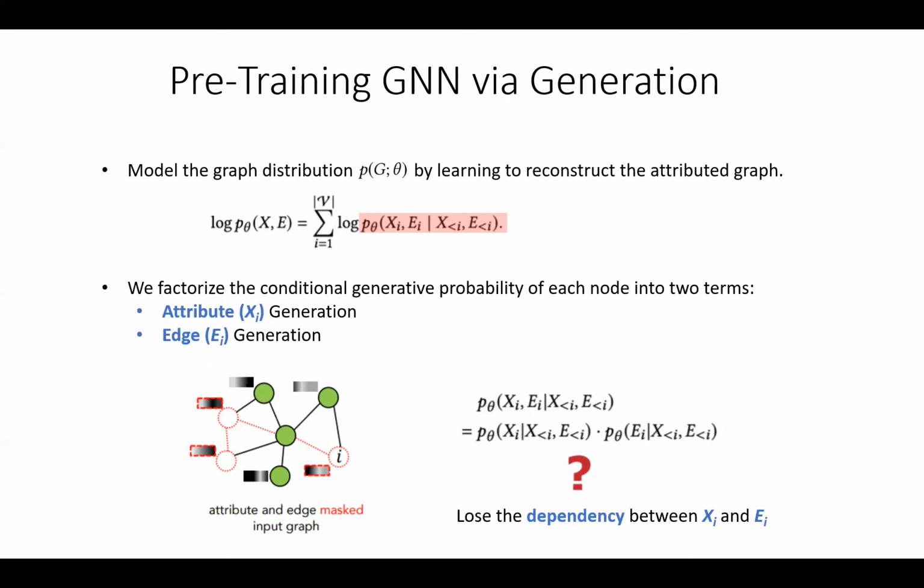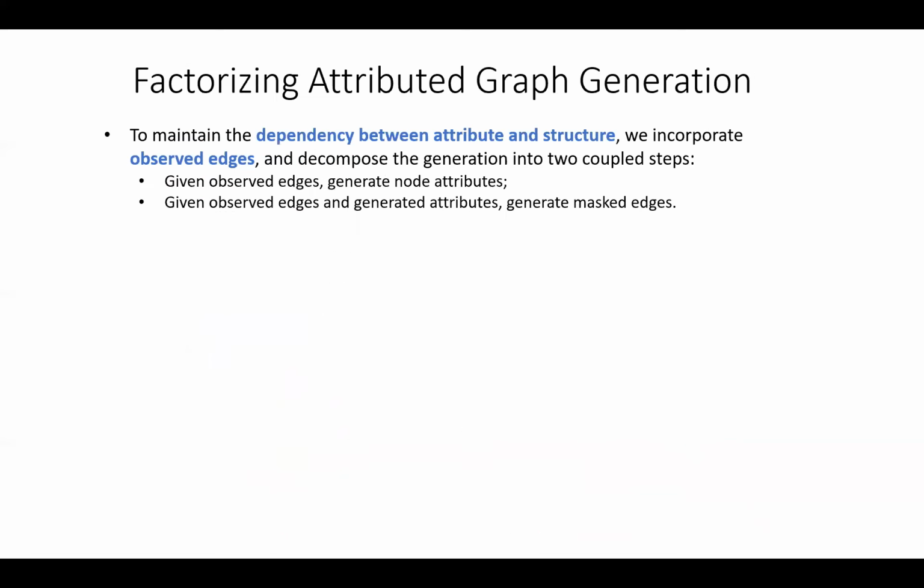However, a naive decomposition will neglect the dependency between each node's attribute and its own edges, which is very essential for the GNN model. Therefore, to maintain a dependency between attribute and structure, we incorporate a variable to represent observed edges and decompose the generation into two coupled steps. In the first step, we are given a set of observed edges and generate node attributes. In the second step, we leverage the attribute information to generate remaining edges.